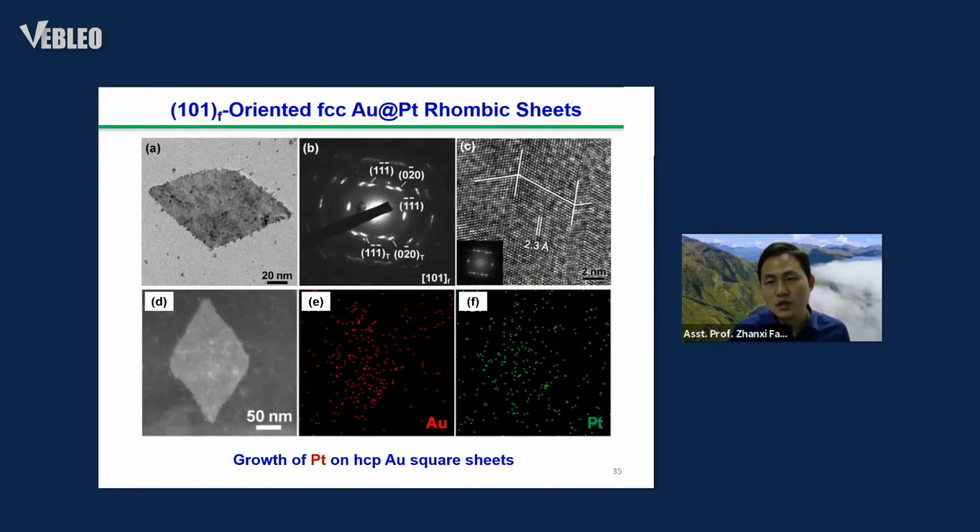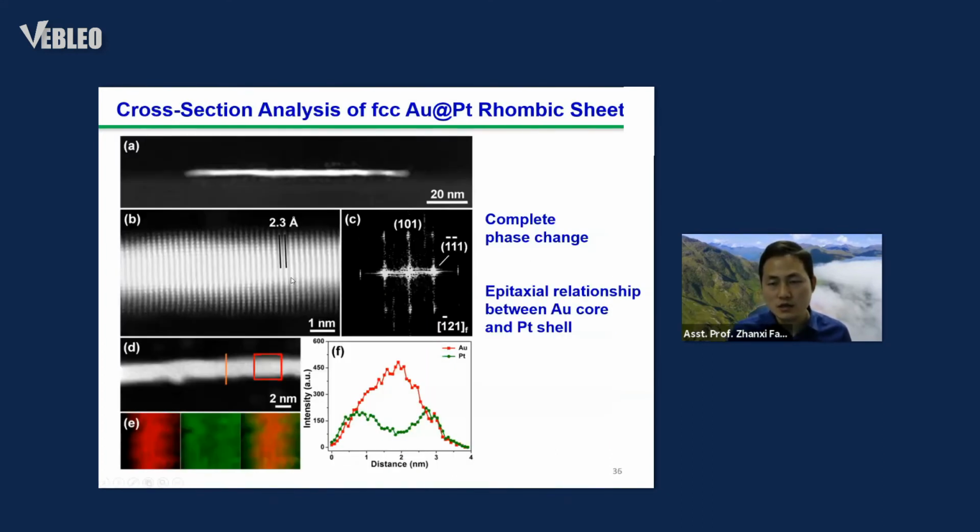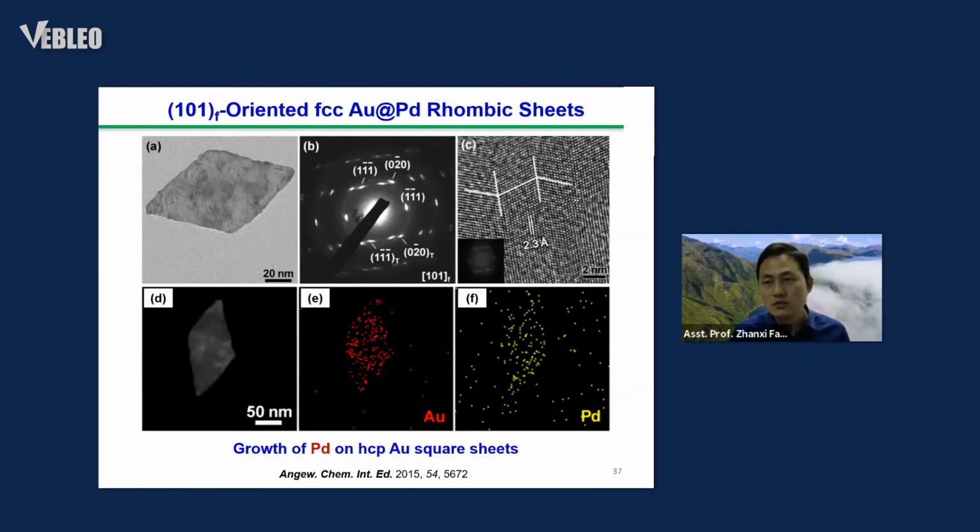Besides silver, we can also coat Pt, but different from silver, in the case of Pt, because of the much larger lattice mismatch between gold and Pt, there is also a shape change from square to rhombic along with the phase transformation. As a result, we got another unique structure: 101-oriented FCC gold-Pt rhombic shapes, and you can see a lot of twins formed in this structure. By analyzing cross-sectional samples with STEM and EDS, we confirm the epitaxial relationship between the gold core and the Pt shell, and the EDS analysis confirms the core-shell structure. Similar to Pt, through the growth of Pd on the gold, we can also get 101-oriented FCC gold-Pd rhombic shapes.